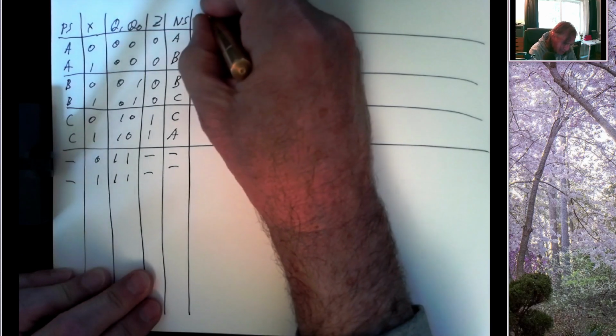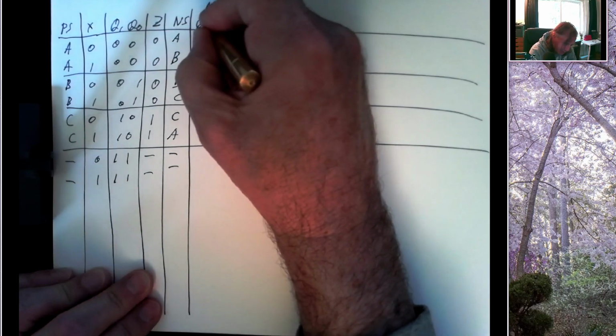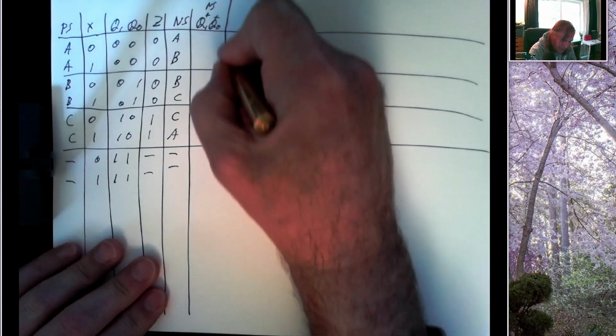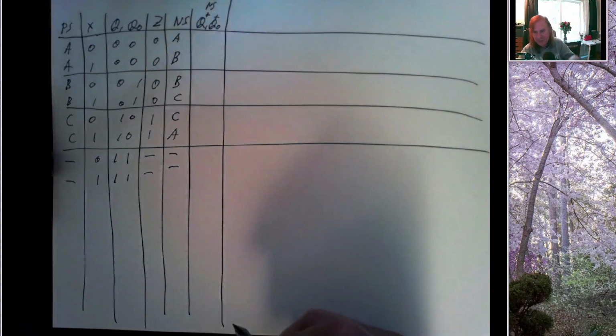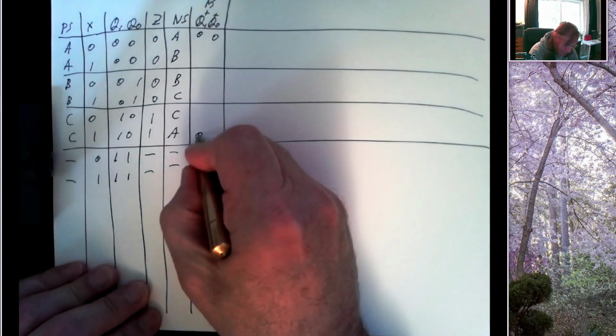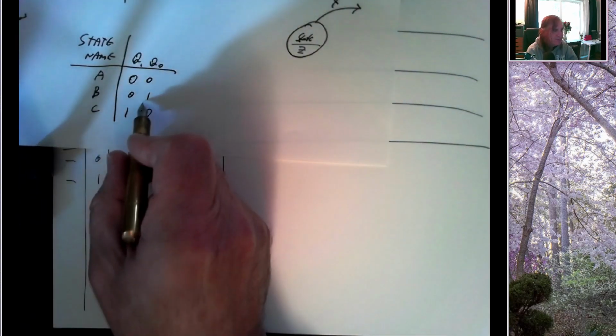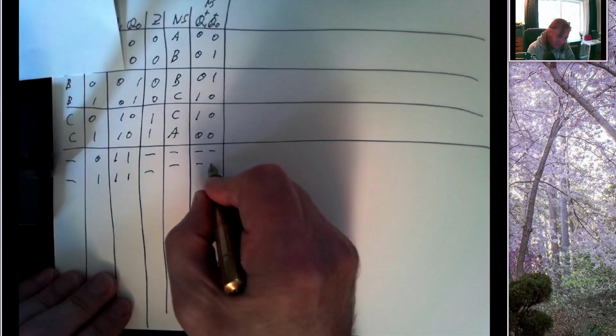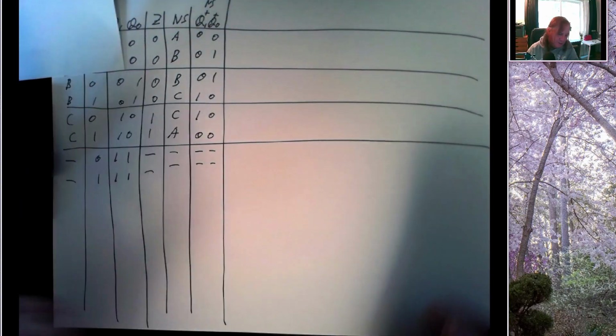So now let's write down what the next state is in terms of Q1 and Q0. So I'll label these Q1 plus, Q0 plus, like the heading in a flip-flop table. And, state A, both of these should be 0. State B, these should be a 0, 1. And state C, they should be a 1, 0. And since we don't care what state we're in these last two cases, it doesn't matter to us what Q1 and Q0 are.